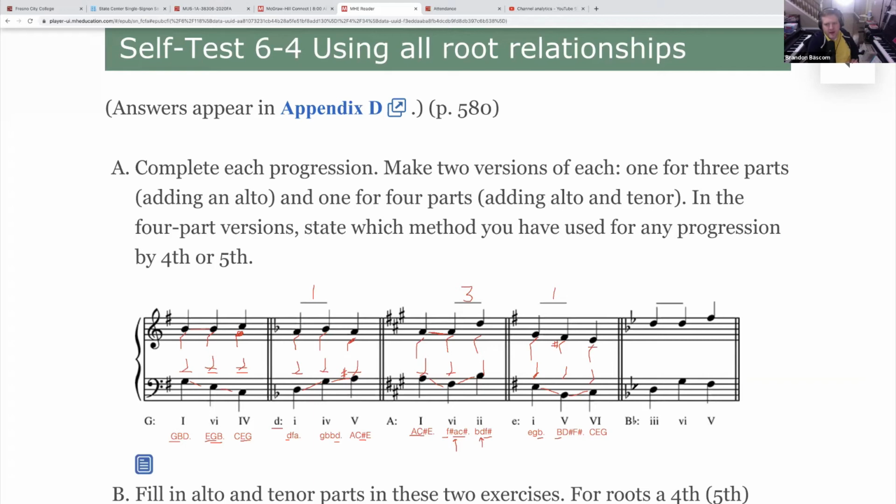Are we all right with that? All right, new key, B flat major. We have a 3 chord, which is D, F, A. Going to a 6 chord, which is G, B flat, D. Going to a 5 chord, which is F, A, C.